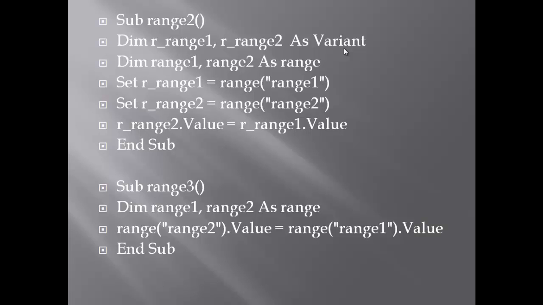Ideally we should keep it as range, because variant engages a lot of memory and makes things at the back end quite tricky. So then we define these two ranges, and we are going to name these two ranges in the Excel file as well. And we are going to get the values from these ranges into these newly defined ranges, and we are going to equate them. So these are two ways to equate two ranges.